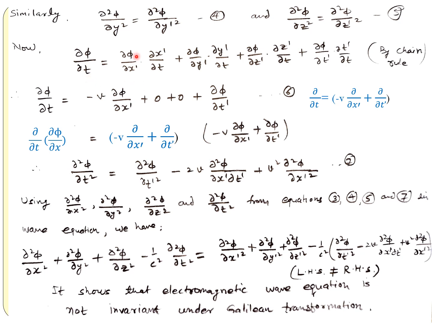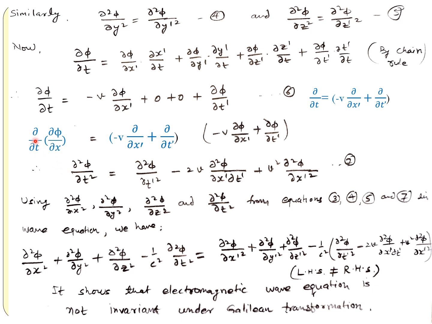So ∂φ/∂t can be written again by the chain rule. We can write it in terms of x′, y′, z′ and t′ using this. And ∂φ/∂t will be, if we put ∂x′/∂t, it is minus b, and ∂t′/∂t will give us 1. So this term is also there, and the other terms will give us 0. ∂y′/∂t is 0, ∂z′/∂t was 0. Now if we remove this φ, then in place of the operator ∂/∂t we will write minus b ∂/∂x′ plus ∂/∂t′.